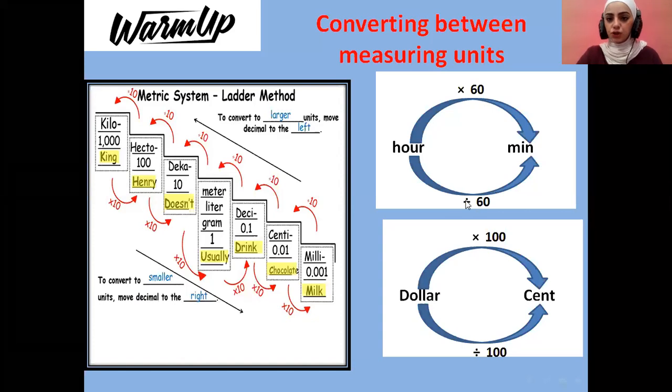The other units that you should know about are the timing units, hours and minutes, minutes and seconds. When we change hours to minutes, we multiply by 60, because in 1 hour we have 60 minutes, and minutes to hours we divide by 60. There are also dollars and cents. In $1 we have 100 cents. So to change from dollars to cents, big to small, multiply by 100, and cents to dollars, you divide by 100.